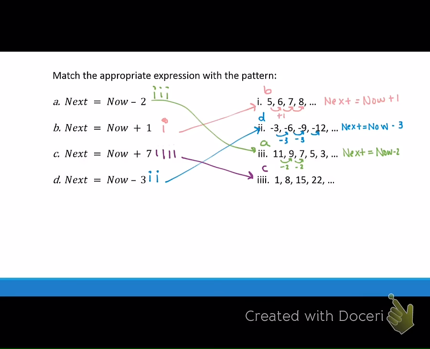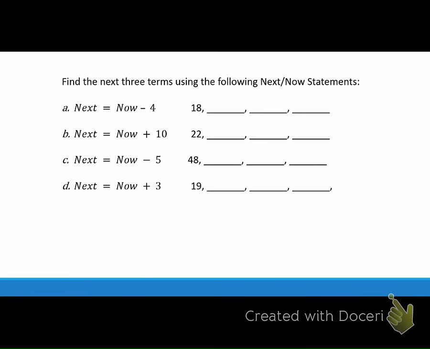All right, then. Jenny, let's start on the next slide here. It says find the next 3 terms using the following next now statement. So it says to find the next term, you take the current term you're on, the now term, and subtract 4. So what would the next 3 terms be? 14. Good. So all she did was subtract 4 each time.